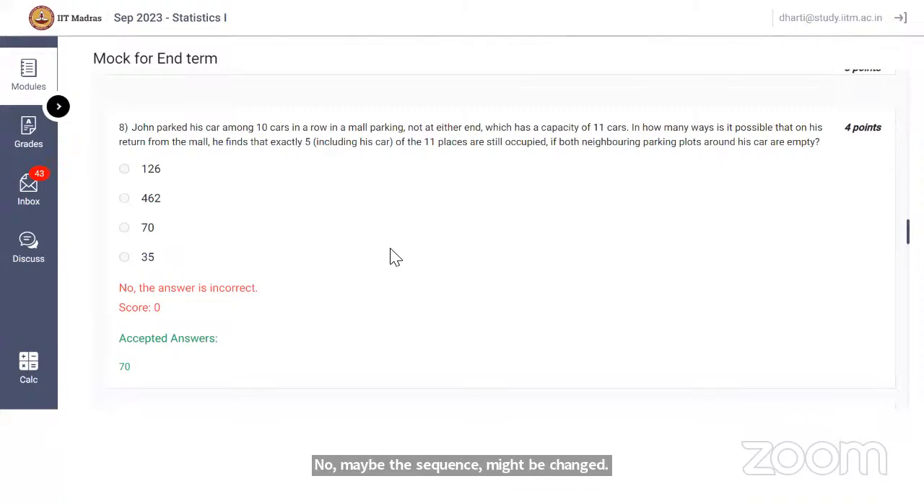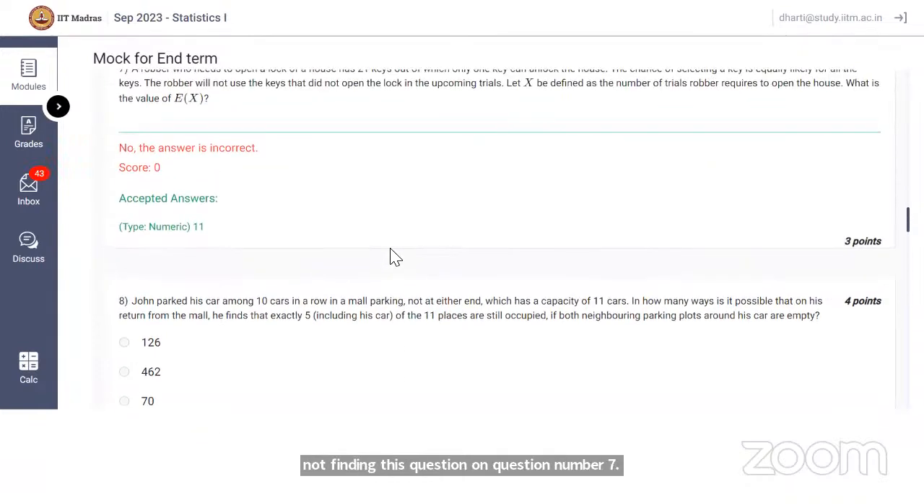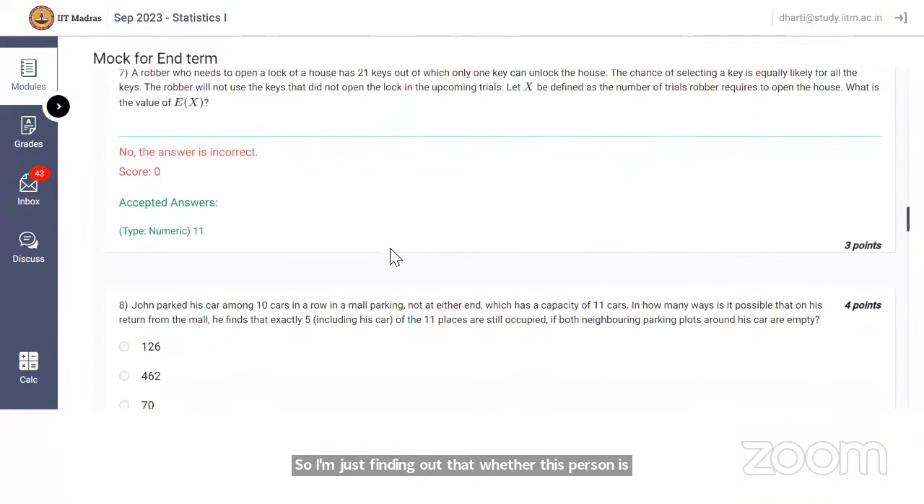Yes, I have opened that mock for N term, but I am not finding this question on question number 7. So I'm just finding out whether this question is there or not. But I didn't find this.